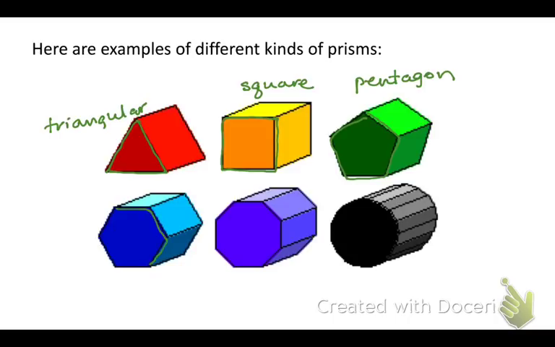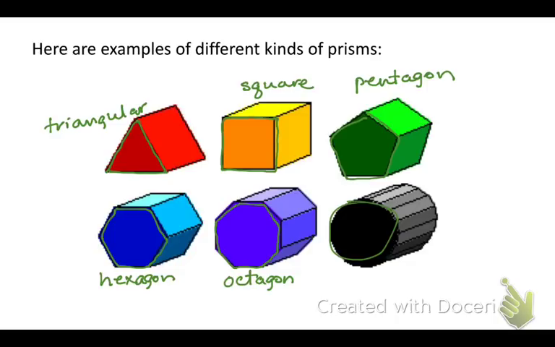Here's the hexagon again. It has 6 sides, 6 lateral faces. And this is an octagon. It has 8 sides, 8 lateral faces. And I have no idea how many faces this next one has because I can't tell. Anyway, you can have all different kinds of prisms.